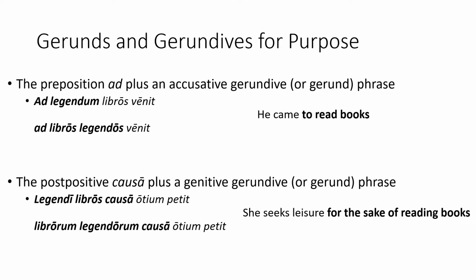Gerunds and gerundives are also used in the genitive with the postpositive causa to show purpose. Remember, causa plus the genitive at the beginning of a sentence means for the sake of. Both legendi libros causa otium petit and librorum legendorum causa otium petit translate as, she seeks leisure for the sake of reading books. The first one uses the genitive singular gerund legendi with the direct object libros, while the second one uses the preferred noun gerundive phrase in the genitive plural.